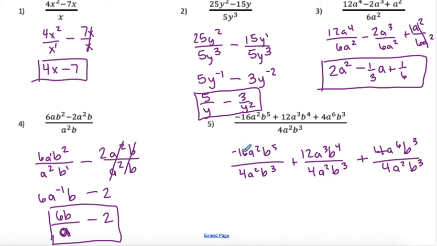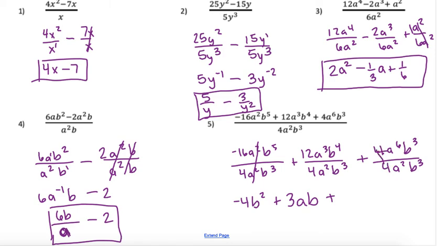And then I look at each piece individually. Negative 16 divided by 4 is negative 4. A squared will divide evenly with itself. And 5 minus 3 leaves me 2 b's being multiplied. Plus 12 divided by 4 is 3. 3 minus 2 is a to the 1. 4 minus 3 is b to the 1. And I don't have to write that 1 exponent, but it's not wrong if you do.